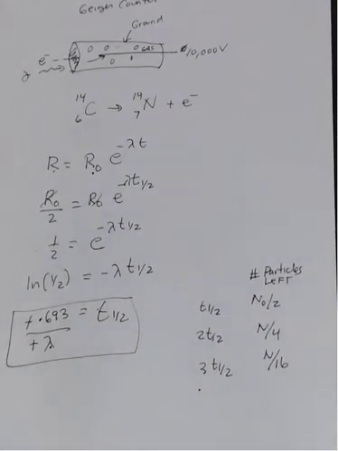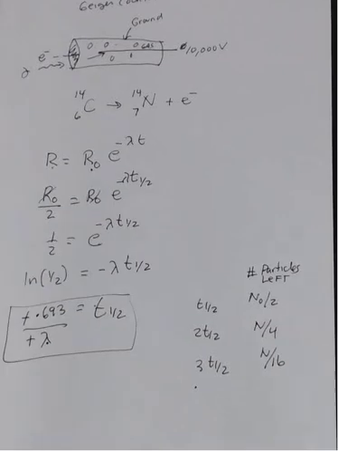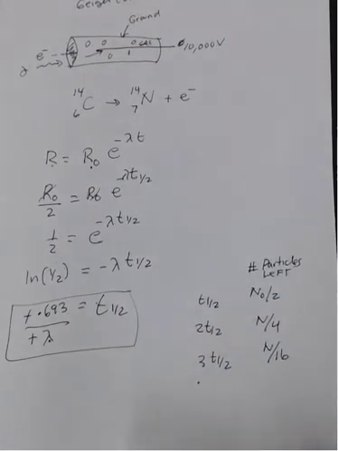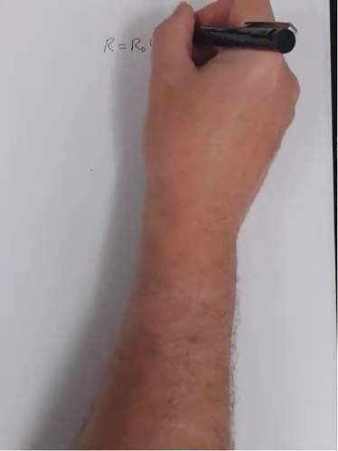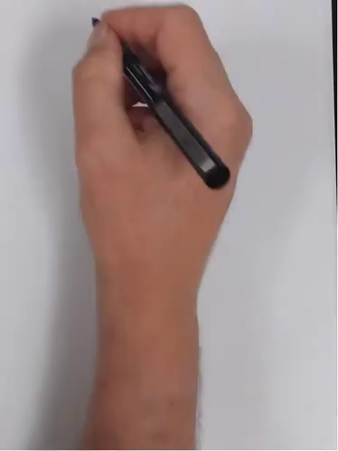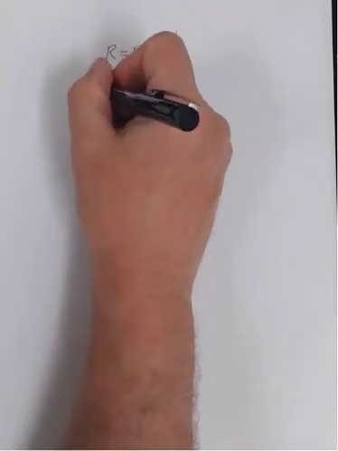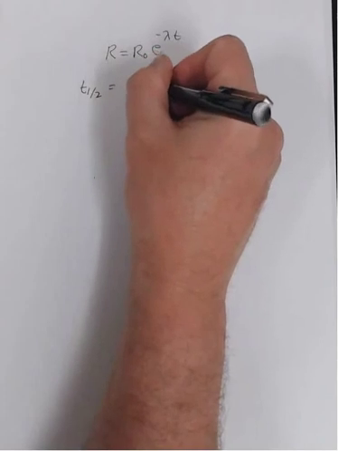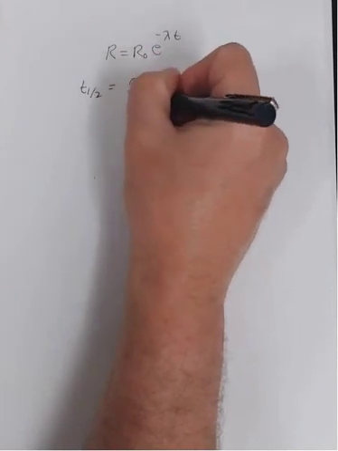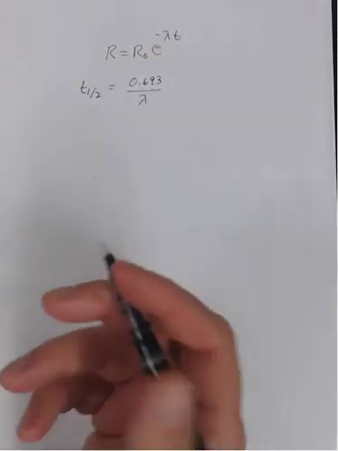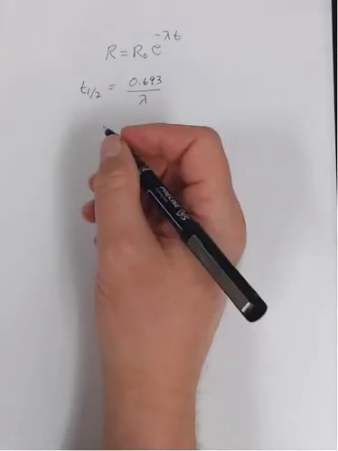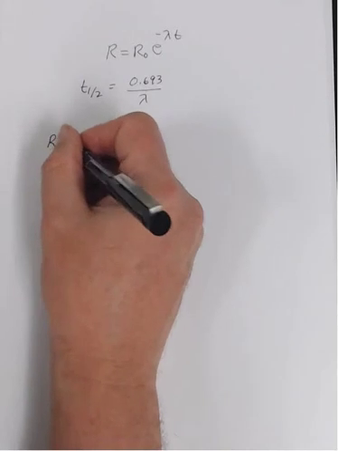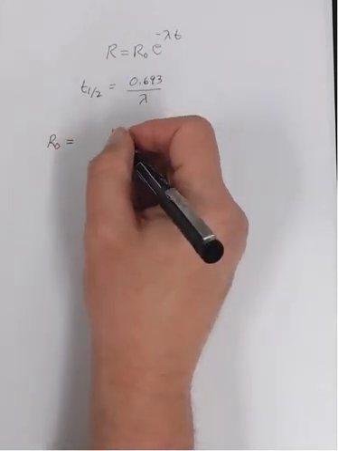So let's do a problem. This is problem 1175 from your book. Again, we have T1/2 equals 0.693 over lambda. Let's say we have some counts where we got our Geiger counter going in front of an unknown sample, and we are initially counting 115 decays per minute.